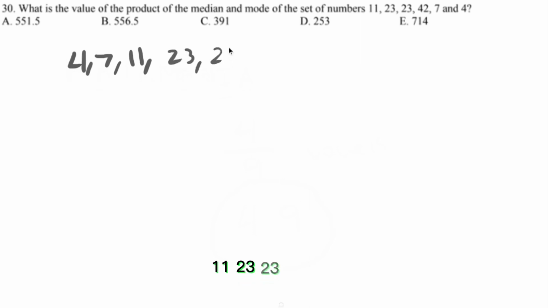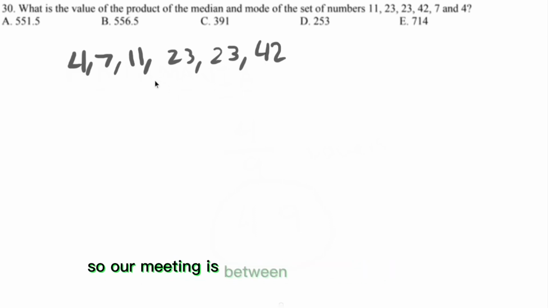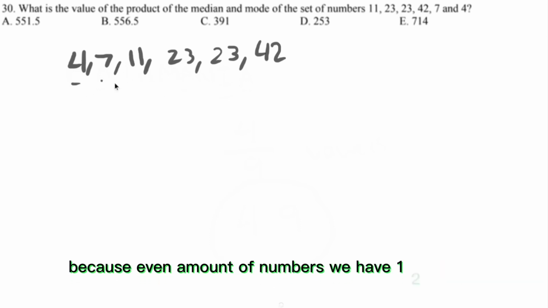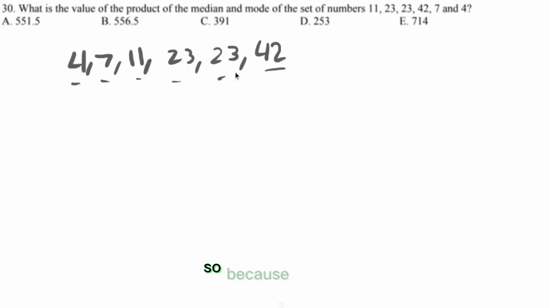30. What is the value of the product of the median and mode of the set of numbers 11, 23, 23, 42, 7, and 4? First, let's write out our set from least to greatest. So that's 4, 7, 11, 23, 23, and 42. Now let's find our median. Our median is between the two middle numbers because this is an even amount of numbers. So we have 1, 2, 3, 4, 5, 6. Because of that, it's the number between the third and fourth.